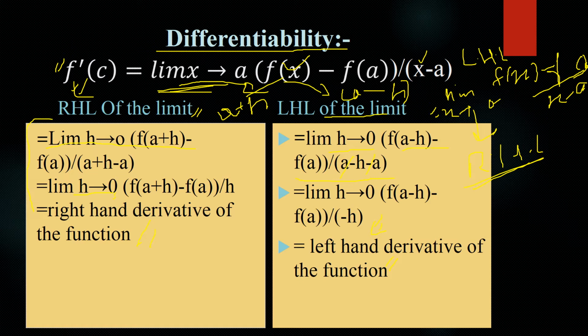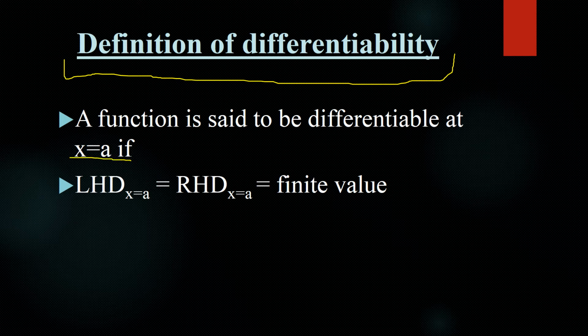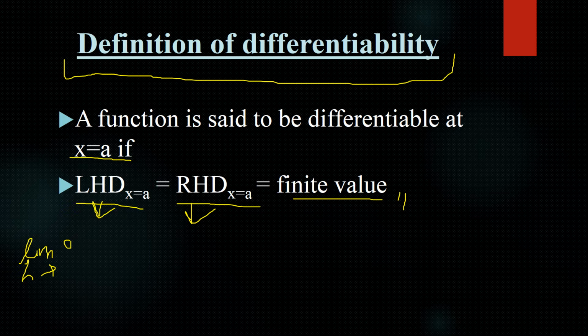If the limit is infinity, then the function is not differentiable. The definition of differentiability: a function is said to be differentiable at x equals to a if the left hand derivative is equal to the right hand derivative, equal to a finite value. And previously we found what is the left hand derivative, what is the right hand derivative, and what is the finite value. So note it down.